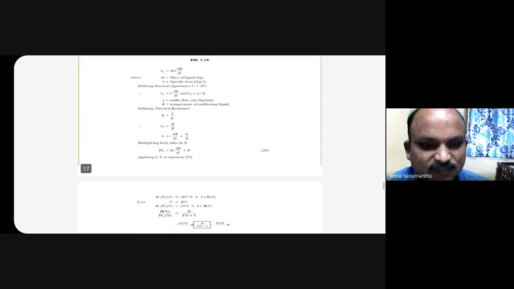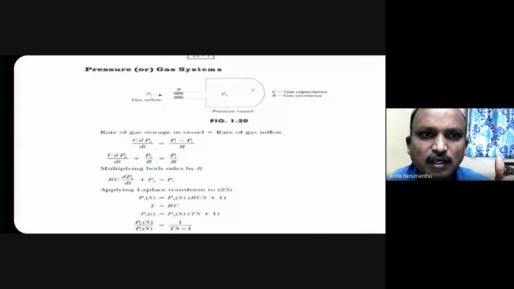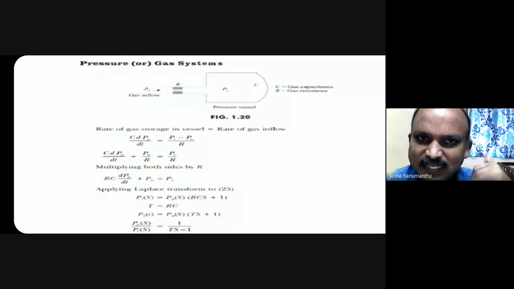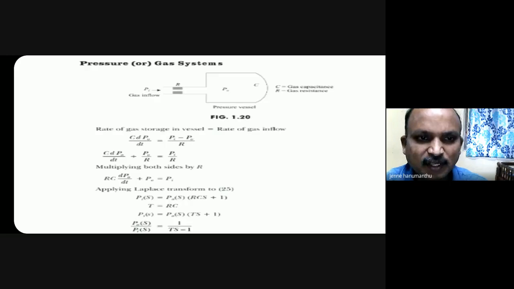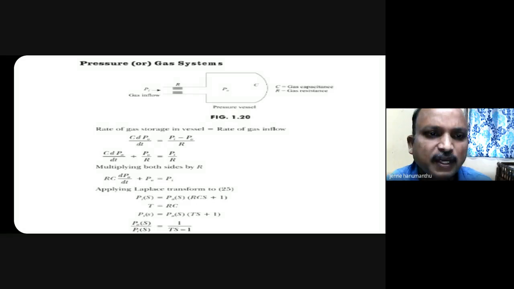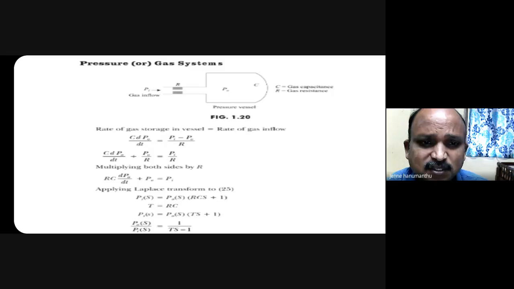Next system. So we covered yesterday liquid systems, also called hydraulic systems. And today we saw thermal systems, and we see one more topic: gas systems. Gas systems are also called pressure systems.